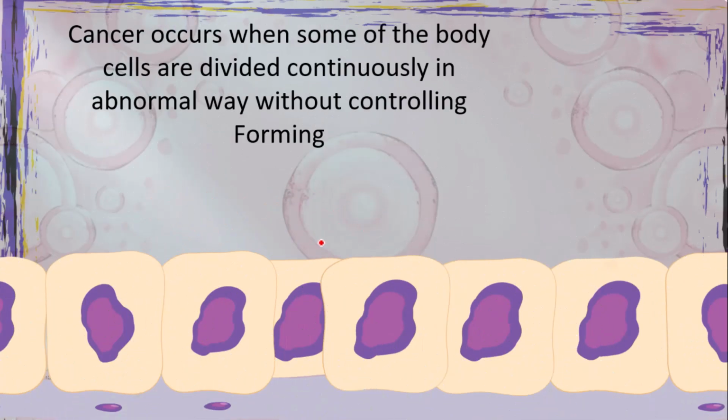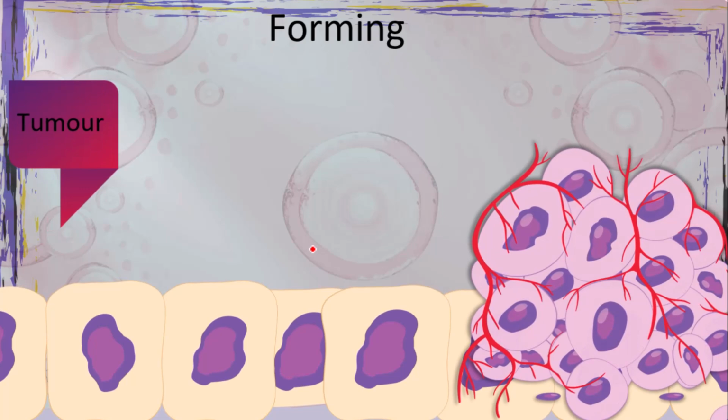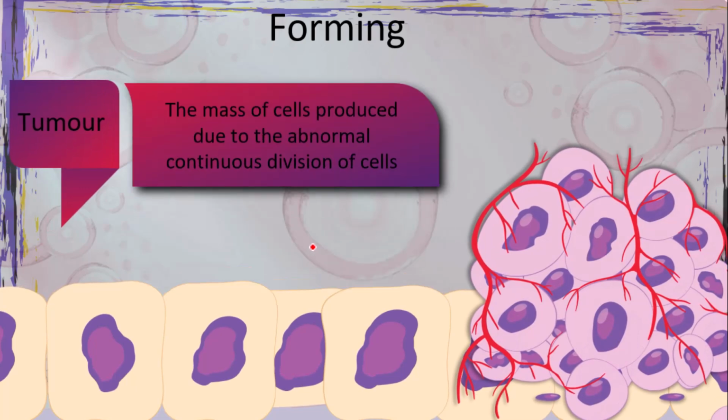We know about cancer, and we say it's a crazy cell. It's the cell that lost control over itself in division, so it divides continuously, forming a tumor. The tumor is the mass of cells produced due to the abnormal continuous division of cells.